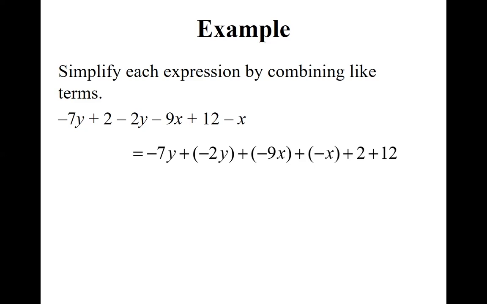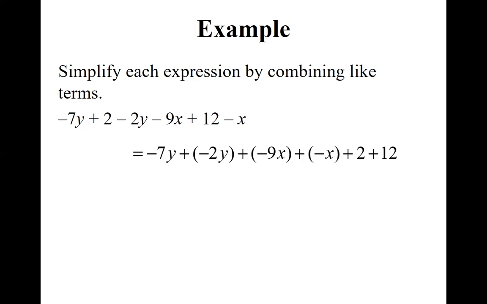Then we combine. Let's do x's first, just because x comes before y, alphabetically. Negative 9x plus negative x. Negative 9 plus negative 1 is negative 10. So negative 10x. And then we have negative 7y plus negative 2y. That's negative 9y.